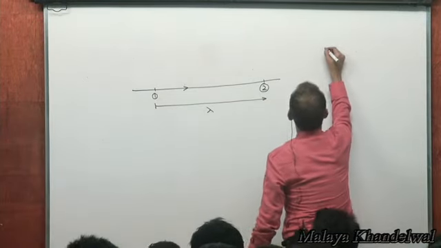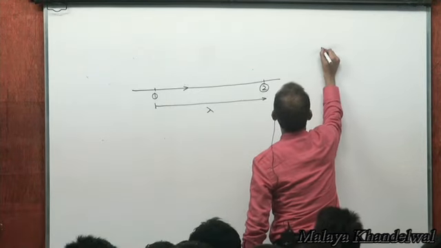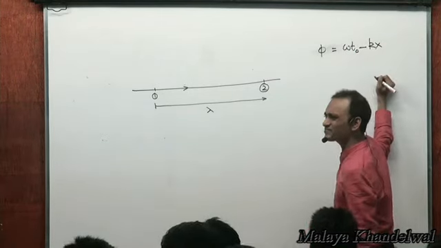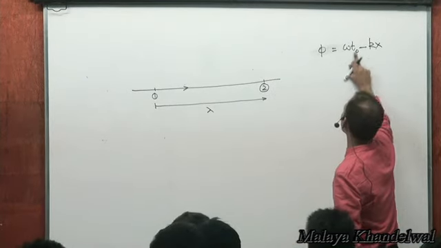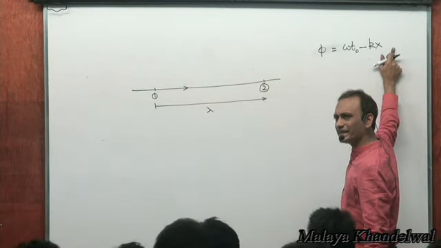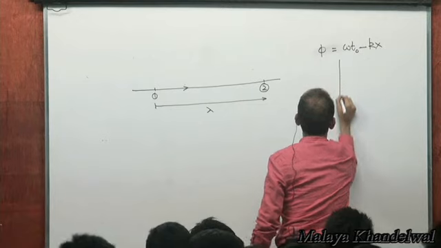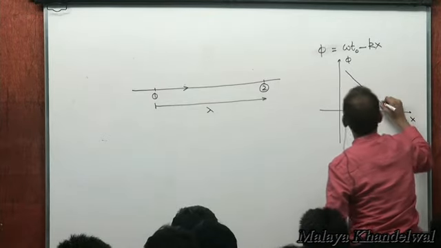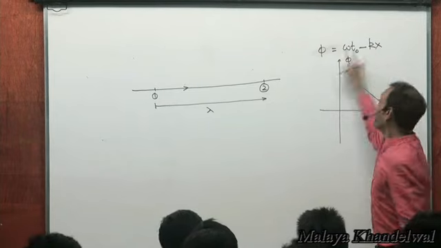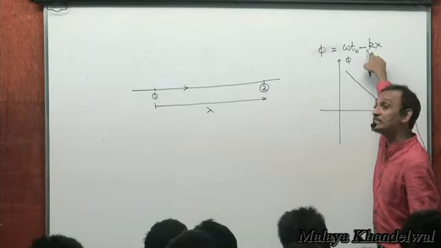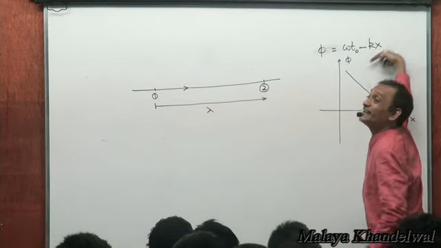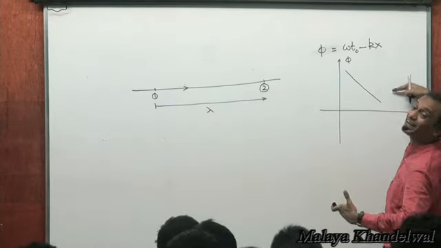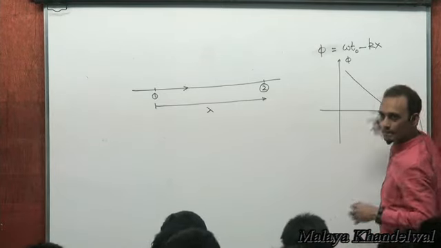See, the total phase, not the phase constant, at a given instant of time t naught for various particles is omega t naught minus kx. Yes or no? That's the phase, phi, at a given instant of time t naught for various particles at x. So very clearly, phi versus x is a straight line with negative slope. The slope is k. Therefore, phase dips linearly in the direction of wave propagation. Yes or no? Do you all understand this?